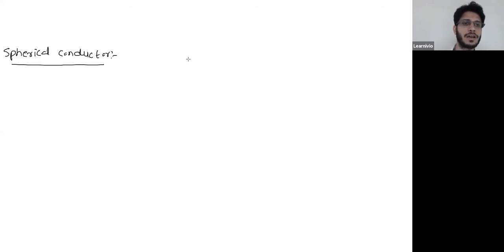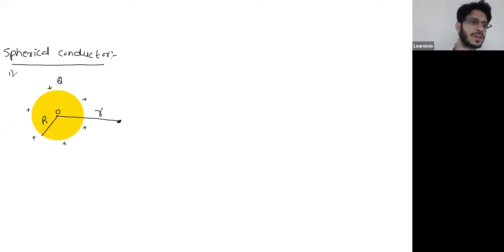So if you have a spherical conductor, it can be hollow or solid. Charge will reside only on the outer surface of this conductor. Charge Q. The radius of the conductor is R. Let's consider a point outside the conductor. This point is at a separation r from the center of the conductor. We're supposed to calculate the electric field at this point. First, we are considering a point outside the conductor.